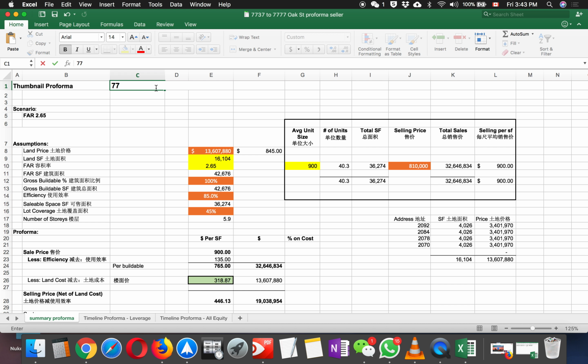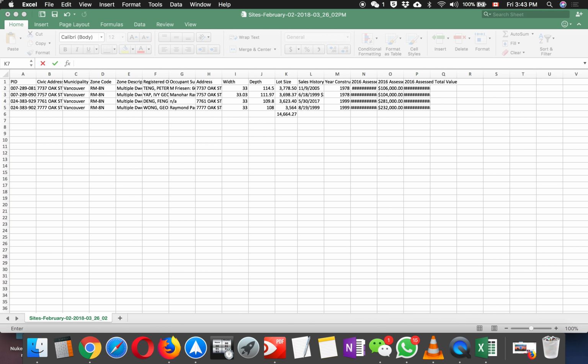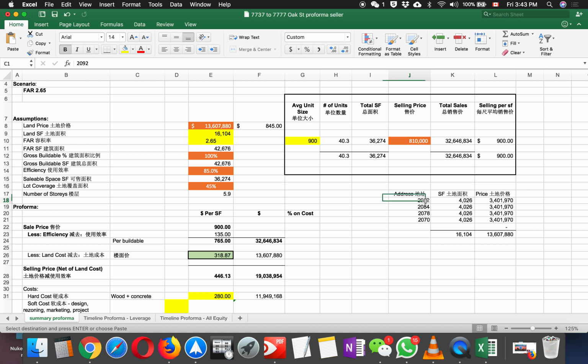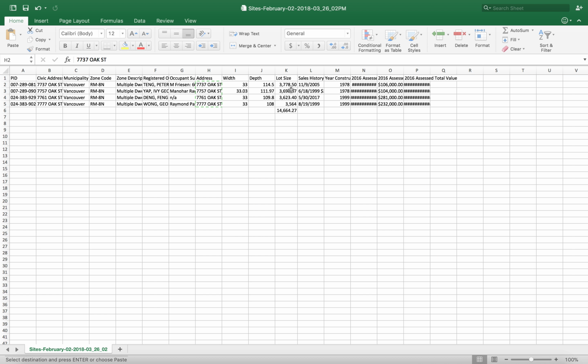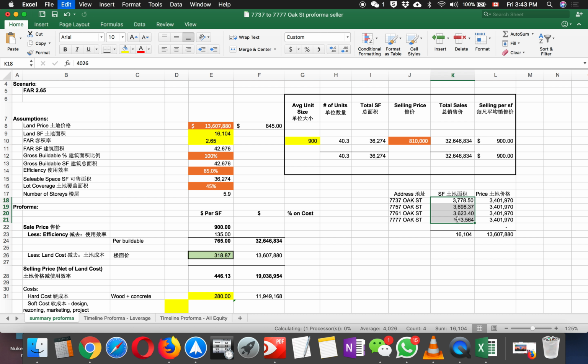So this is 7737 to 7777 Oak Street. And then over on this side here, we want to copy and paste the address right here. Copy and paste this, the lot size. It's easier this way than finding them one-on-one. There you go. So now you have address, you have lot size, and then we can start working on this.